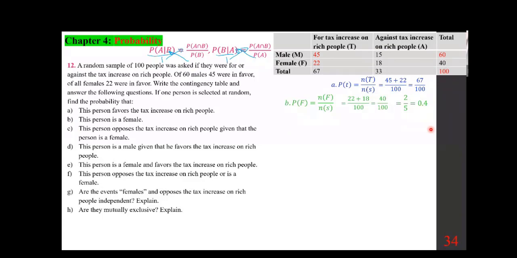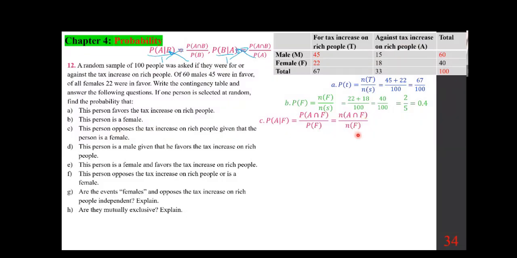The next one: this person opposes the tax increase on rich people, given that the person is a female. So you want to write the following conditional probability: probability of A given F. So the person opposes. Remember, opposing, we are showing it with A given F. And according to the formulas that we have here, probability of A intersection F over probability of F. And it becomes ultimately N of A intersection F over N of F.